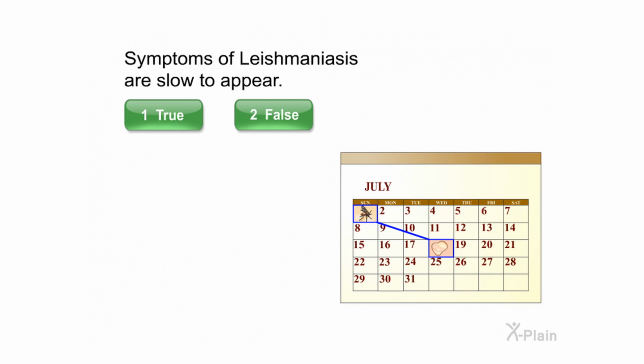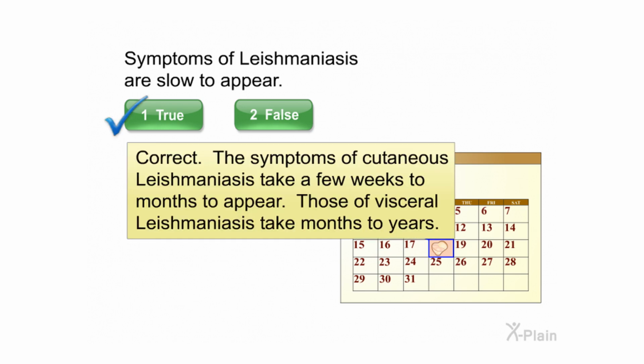Symptoms of leishmaniasis are slow to appear. Select true or false. Correct. The symptoms of cutaneous leishmaniasis take a few weeks to months to appear. Those of visceral leishmaniasis take months to years.